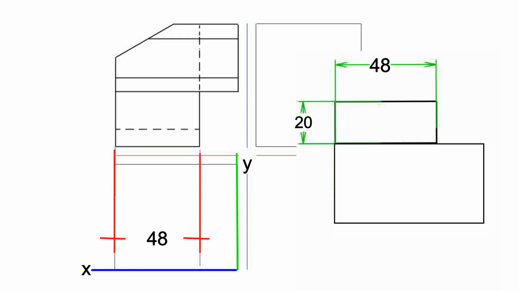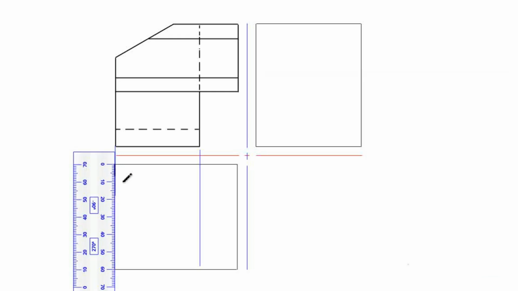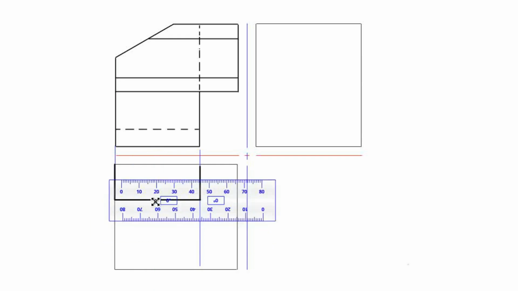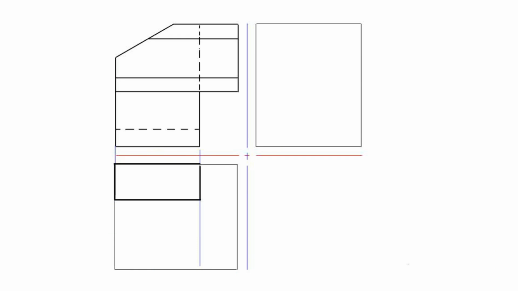The y-axis dimension, 20 units, comes from the isometric view. Using these two pieces of information, we draw the rectangle. As we see, it is located at the top left of the top view maximum rectangle, the 60 by 70 rectangle.